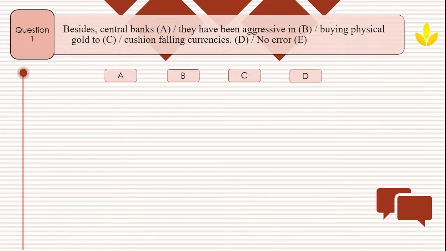For all the options it will be A, B, C, D, and obviously the last option is no error. No error is not given here, but even if you think there is no error in this sentence, please let me know.